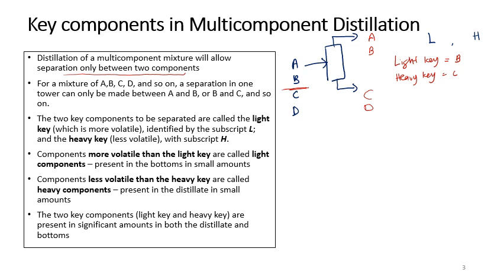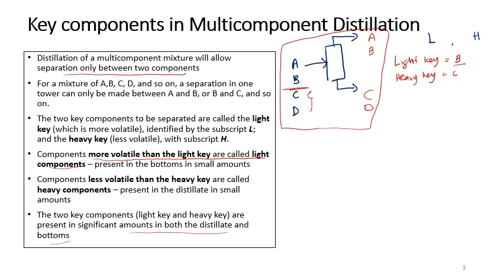So what else? Components more volatile than the light key are called the light components. So this is the light key B, so A is a light component. A and B are the light components, and C and D are the heavy components. Components less volatile than the heavy key are called the heavy components. The two key components are present in significant amounts in both the distillate and bottoms. So for a start, this is the arrangement for the multi-component distillation.